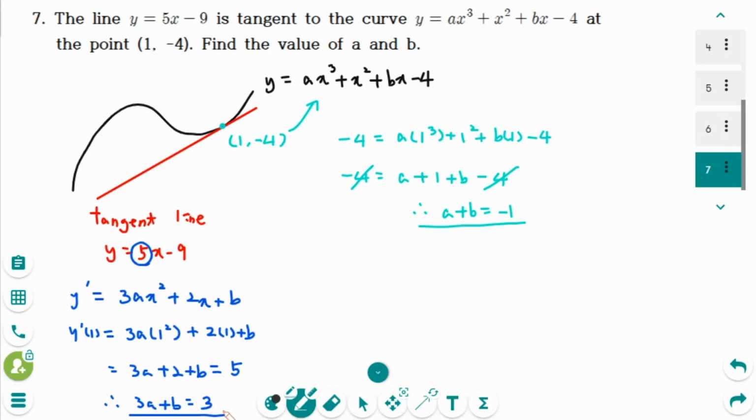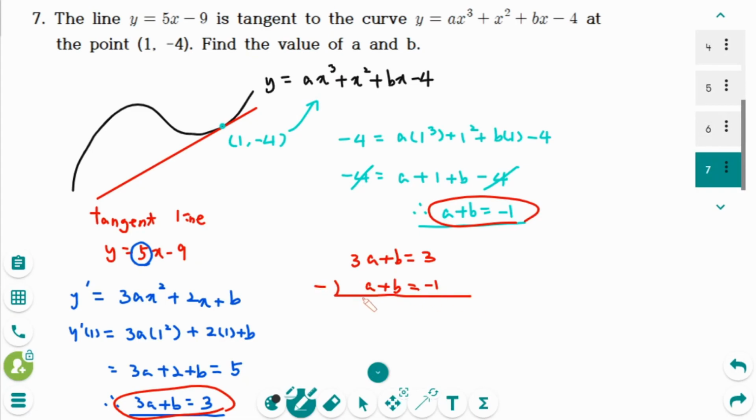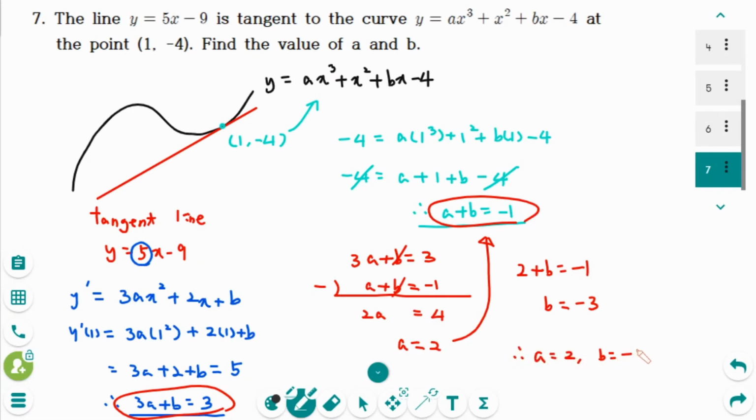Now we have the two equations. The first one, 3a plus b equals 3. Then the second one, a plus b equals minus 1. Then use elimination. So 2a equals 3 minus minus 1, which is 4. So a equals 2. Then put here, so 2 plus b equals minus 1. So b equals minus 3. The final answer: a equals 2, then b equals minus 3.